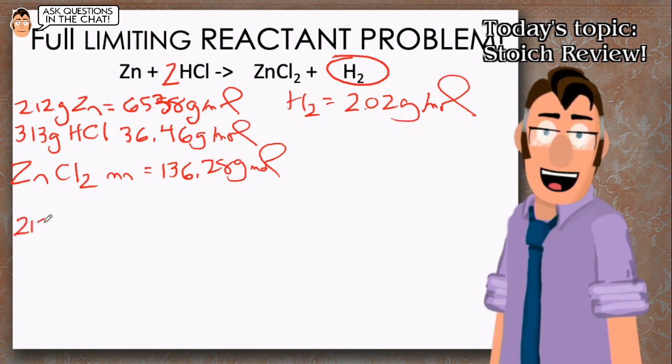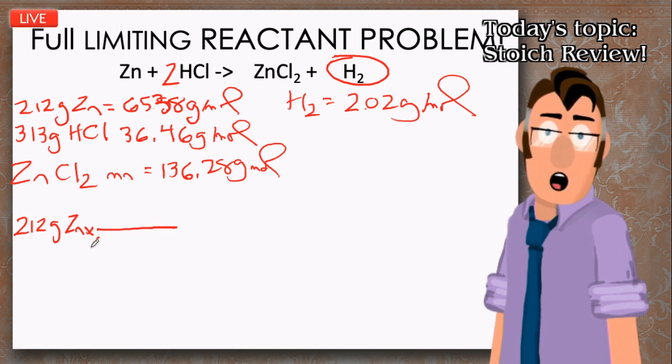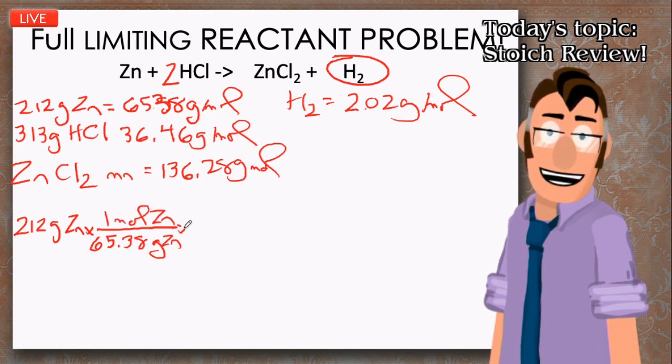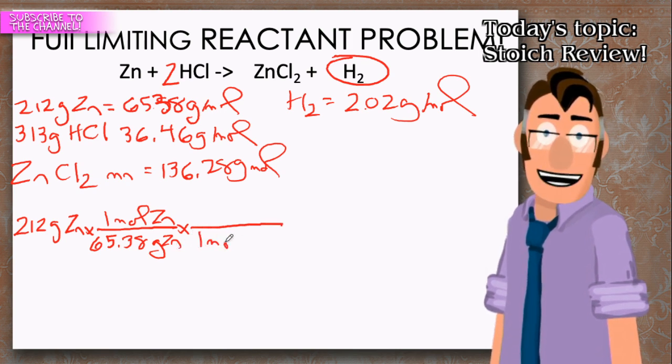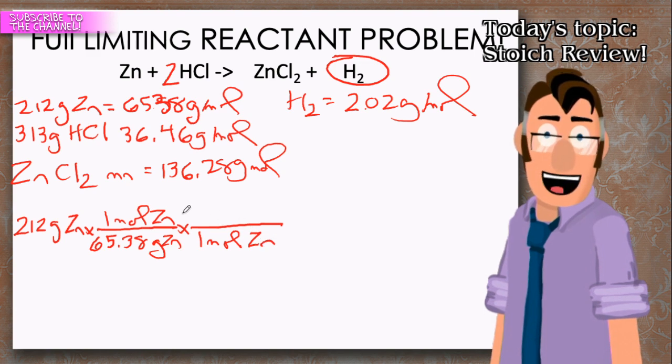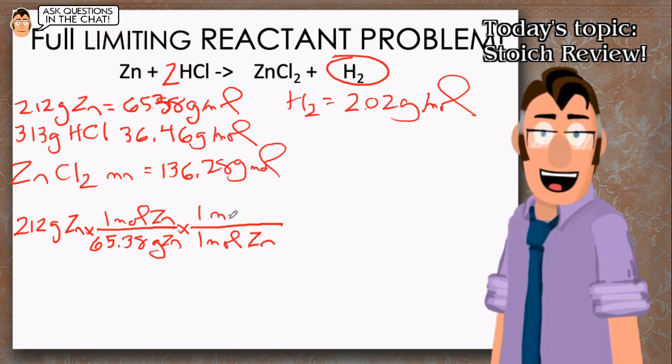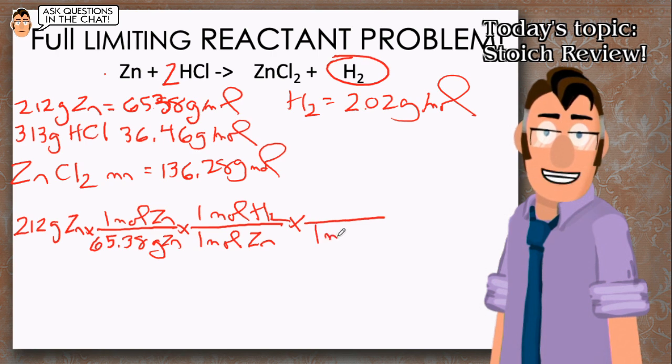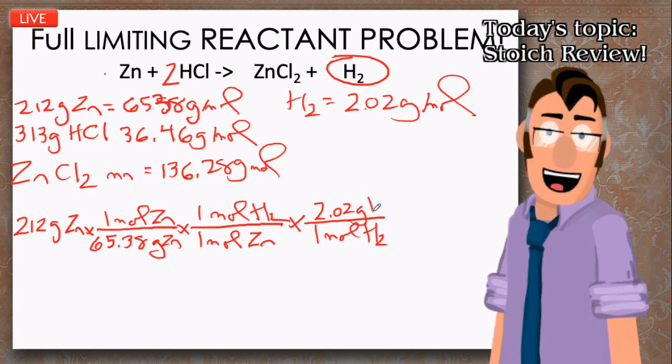So again, I'm taking 212 grams of zinc. I am turning that into moles of zinc, so I'm taking 65.38 grams of zinc per 1 mole of zinc. I'm trying to make sure I don't write so far that I'm blocking it from you guys. I guess I could always take myself off the screen. And again, I'm going to diatomic hydrogen. That's a 1-to-1 mole ratio, right? And then I'm going to take my moles of H2 to 2.02 grams of H2.